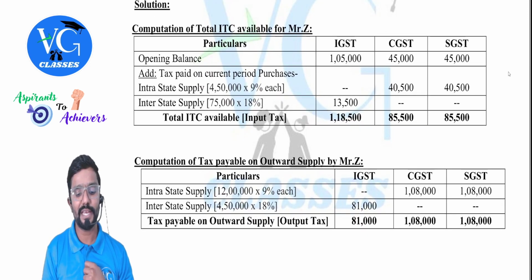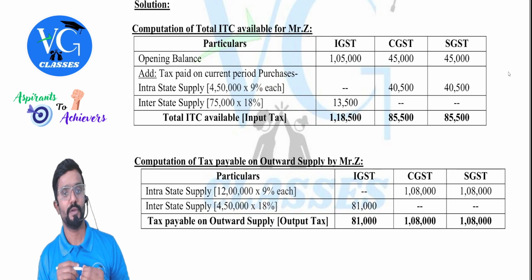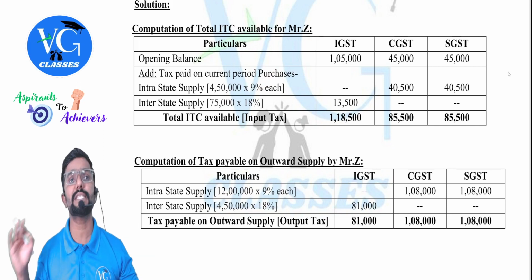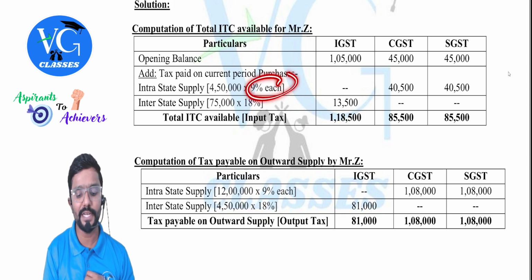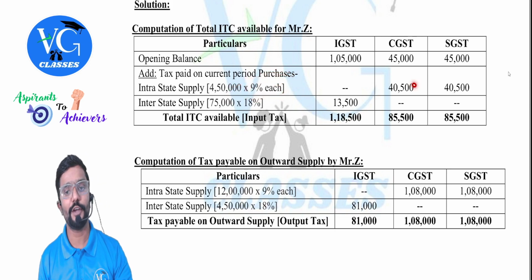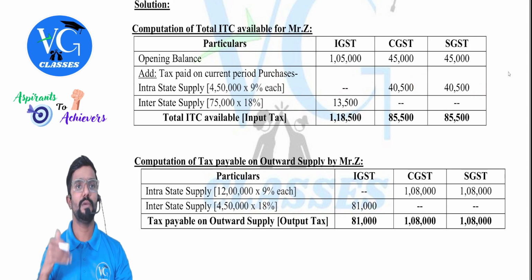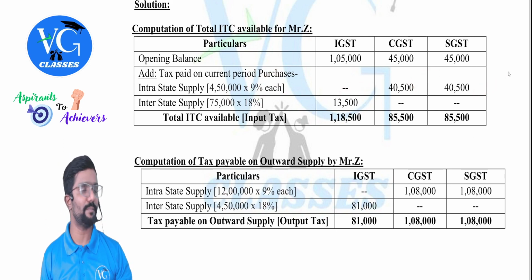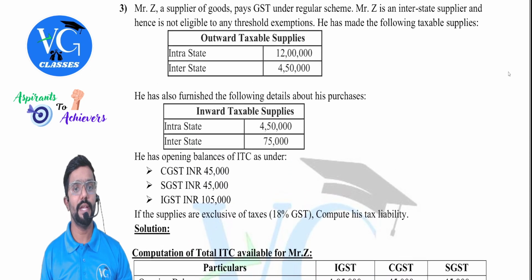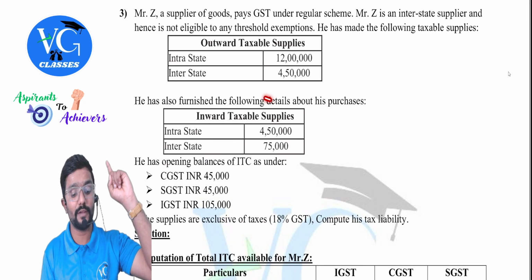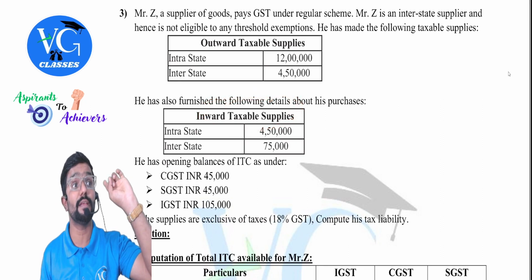What is the rate of GST? 18%. That means can I say 9% each? Yes. So 4 lakh 50,000 is the value of inward supply with respect to intrastate supply. So 9% each, guys, which comes to 40,500 and 40,500. And IGST nothing, because that will come only on interstate supply. Now coming to inter. Inter is how much, sir? 75,000. Please be careful, take inward. What are we calculating? Input tax.